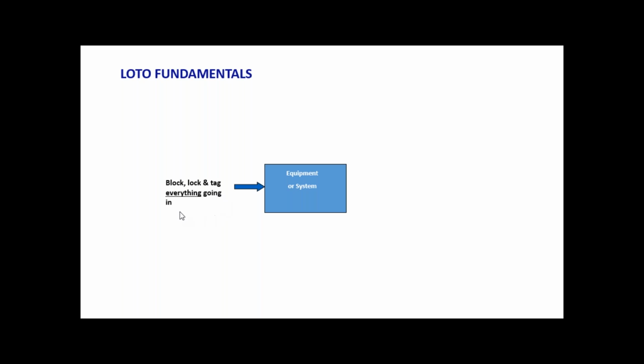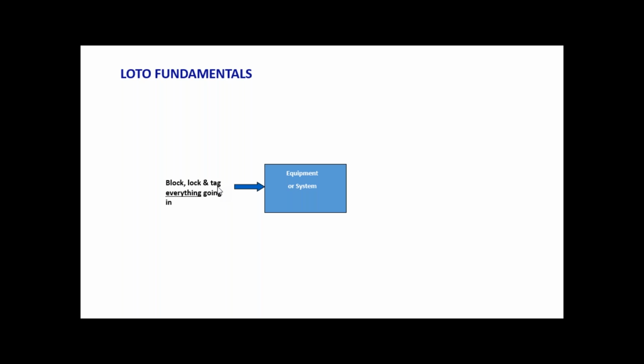Whatever energy source you have, you can block that source, you can lock that source, and you can have a tag on that particular lock system. So when we are locking the energy source and applying these tags on that lock, the tag says that this system is blocked by this person on this date for this time, and this is the reason for locking this energy. So the tag may be like do not operate or danger, etc.